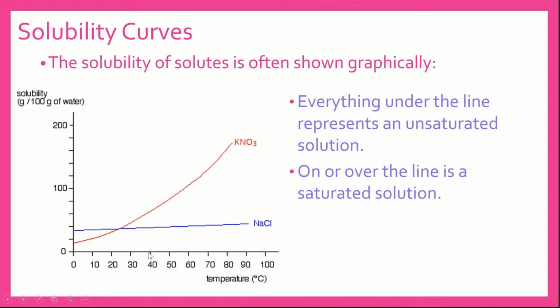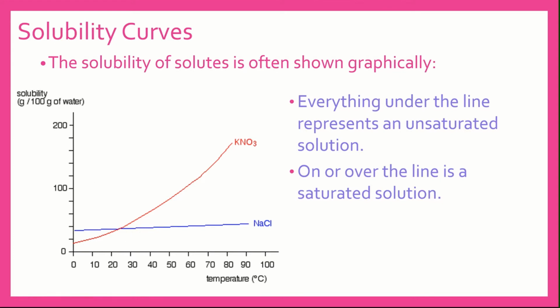Anything up to that line is an unsaturated solution, so 20 grams at 30 degrees, both solutions are unsaturated. Once you reach the line, here at about 38 grams, we'll say sodium chloride is now considered saturated. Because we're still under the red line, we'd say potassium nitrate is unsaturated.